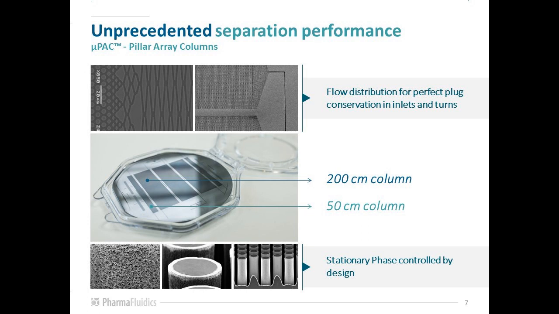To make long columns on a limited footprint, the columns need to be folded. The current production process is based on a 4-inch silicon wafer, one of which is shown in the middle picture, and on such a wafer we realize three 2-meter columns and two 50-centimeter columns. A 2-meter column actually consists of 40 discrete lanes that are interconnected by 180-degree turns, finally resulting in a 200-centimeter long meandering or serpentine channel.